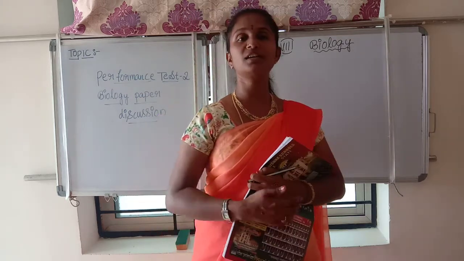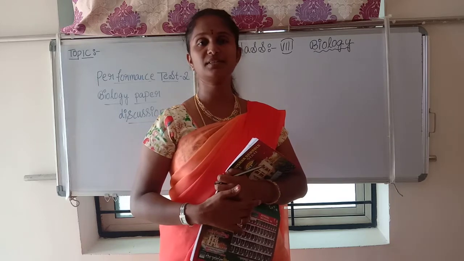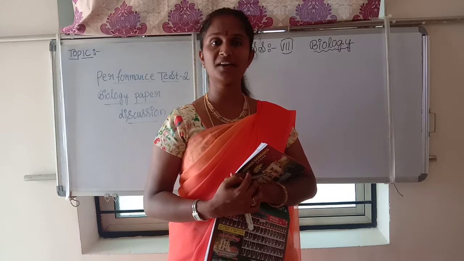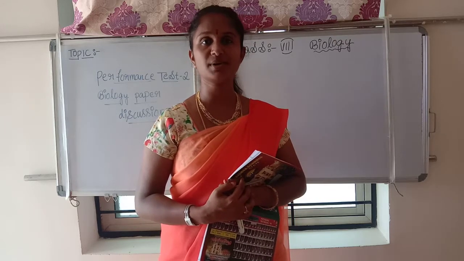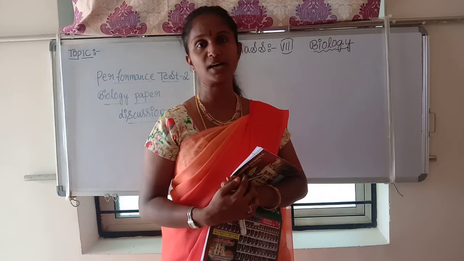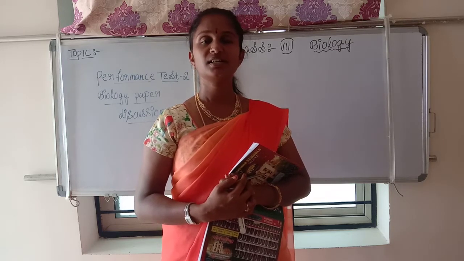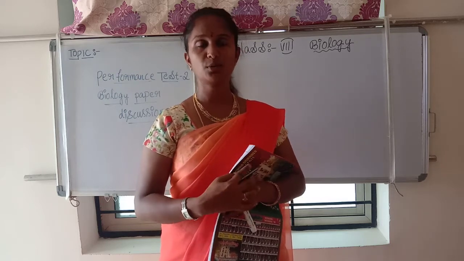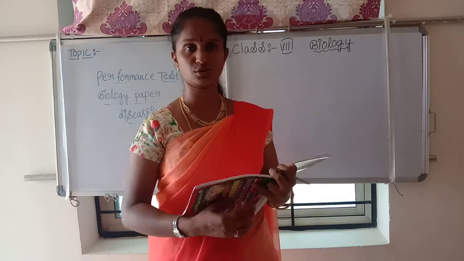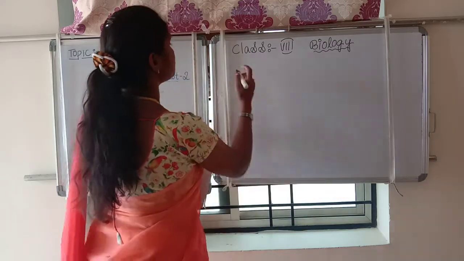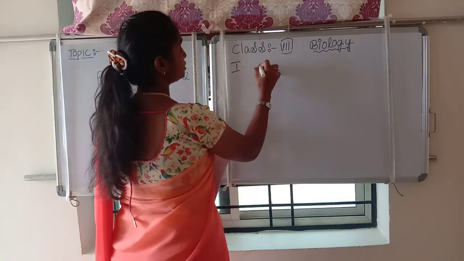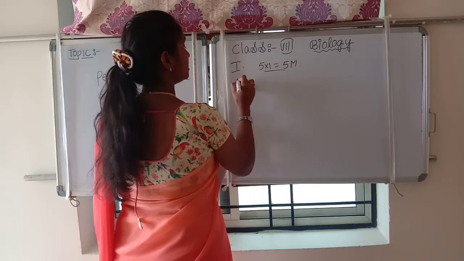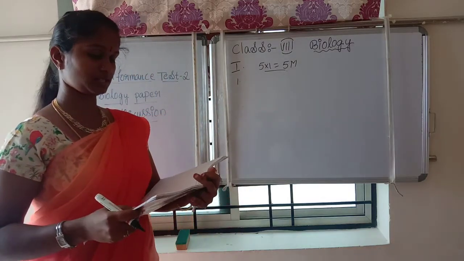The paper contains 25 marks, and the first Roman is 5 into 1, which means 5 marks. Each question carries 1 mark. These will be short answers, one-word answers, or logical questions. Now I am going to enter the first question and discuss the first Roman. First Roman, 5 into 1, equals 5 marks.